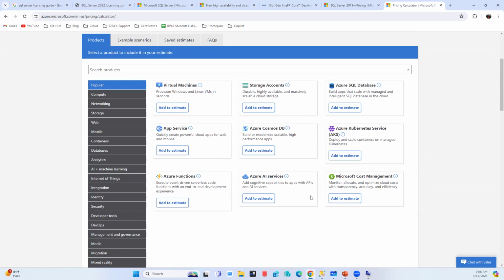Because the same kind of calculator is not there for on-prem. No, sir, it's only for Azure. On-prem, nothing, sir. No need to worry, because in Azure you can build lots of things, you are integrating a lot of things.